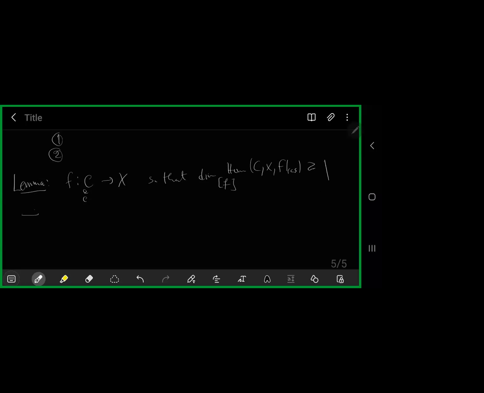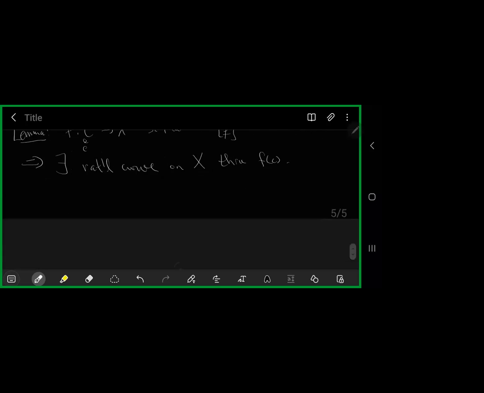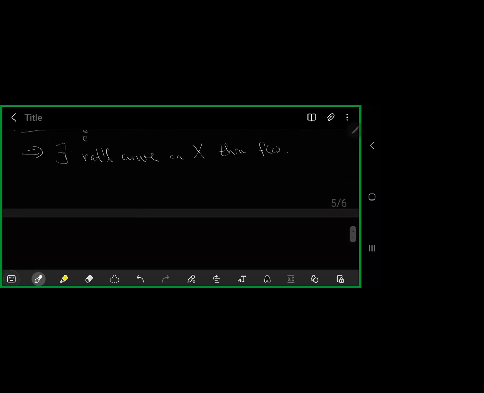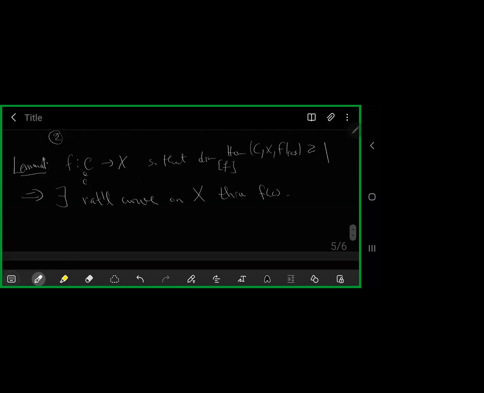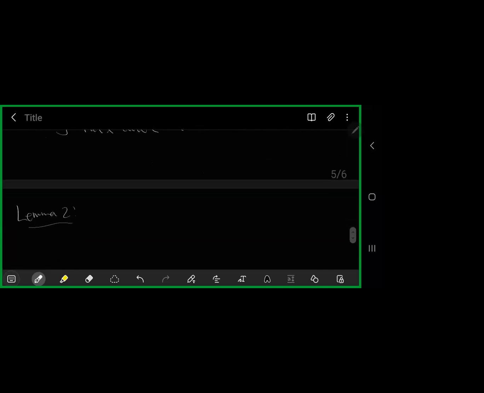And then the lemma says that there exists a rational curve on X through F of C. Okay, so that's one of the lemmas. So now we're saying if we can deform, we are done. We can produce a rational curve through our point.